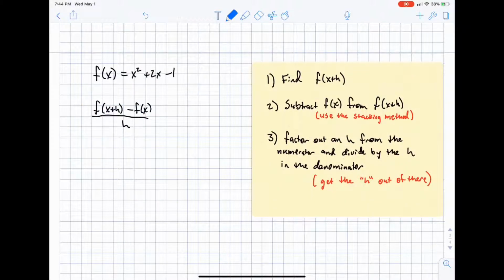Now let's try another example. We'll make this one just a little bit more complicated. So I have the function f of x equals x squared plus 2x minus 1. And I want to find the difference quotient with that function. So my first step is I need to find what f of x plus h is equal to. So f of x plus h means I substitute an x plus h anywhere I find an x in my original function.